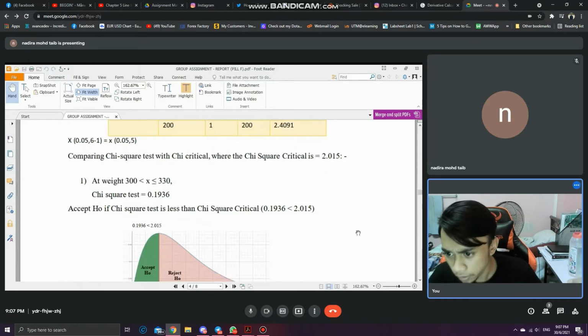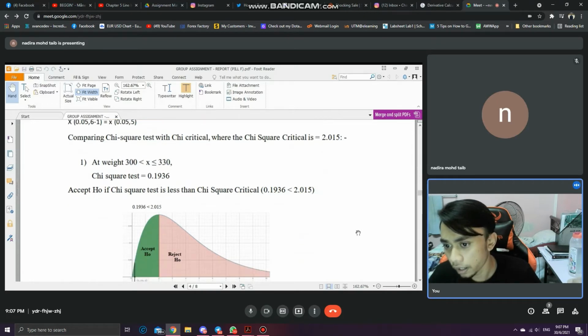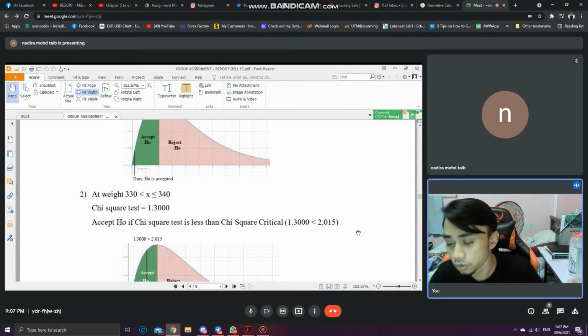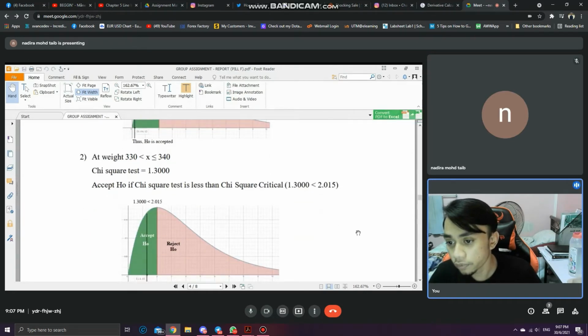So for number 1, at wave 300 until 330, the chi-square test value that we obtain from the table is 0.1936, which is less than our chi-square critical. So it shows that for number 1, we accept H0. Number 2, at range 330 to 350, we obtain the chi-square test value of 1.3, so we can conclude that we accept H0 for case number 2.